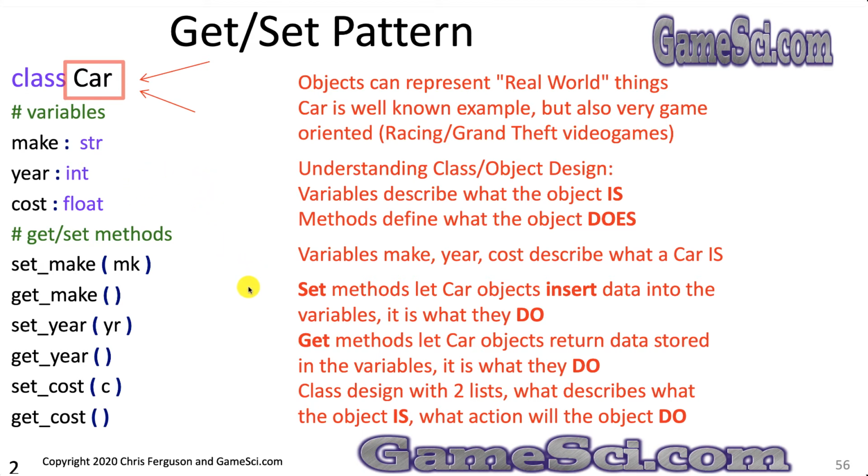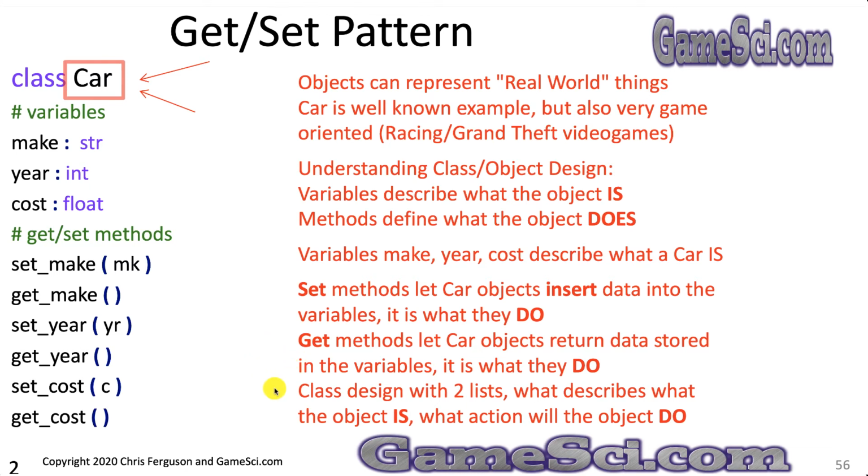Set methods let car objects insert data into the variables. That is what set methods do. Get methods let car objects return data stored in the variables. That is what they do. Get and set methods are the actions the object will perform. It's what an object does.